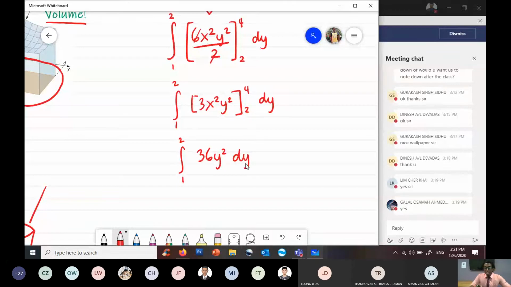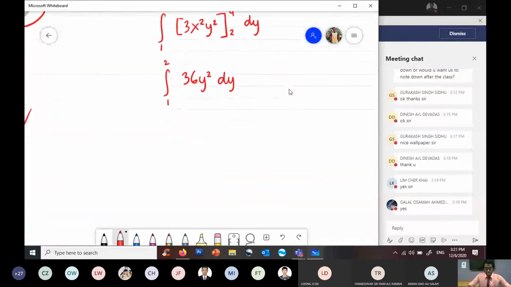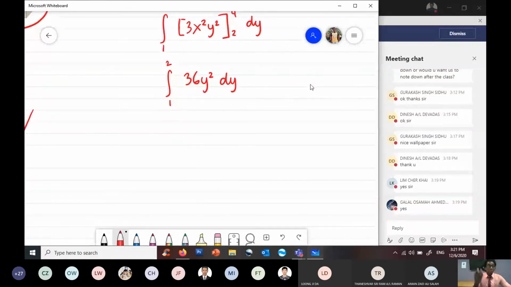So can you see we just reduced it from a double integral into a single integral because we are done with the inner part. This part is not even something new. You know how to integrate this, right? So it simply becomes 36 and then y cubed over 3, basic integration, limit from 1 until 2. And I computed it just now. I got the answer is 84.